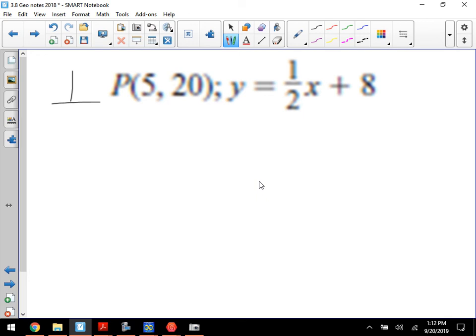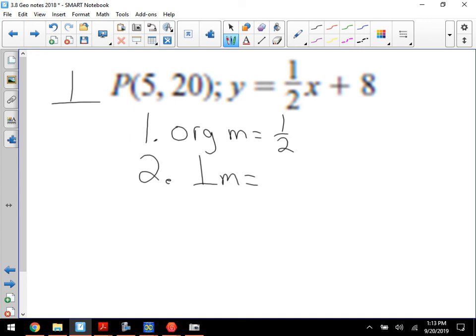We still follow the exact same steps. What's your first step? Find the original slope. So, step number 1. My original slope is 1/2. Good. Step number 2. Is this a parallel or a perpendicular problem? Perpendicular. It's perpendicular because it says perpendicular. So what is perpendicular to 1/2?